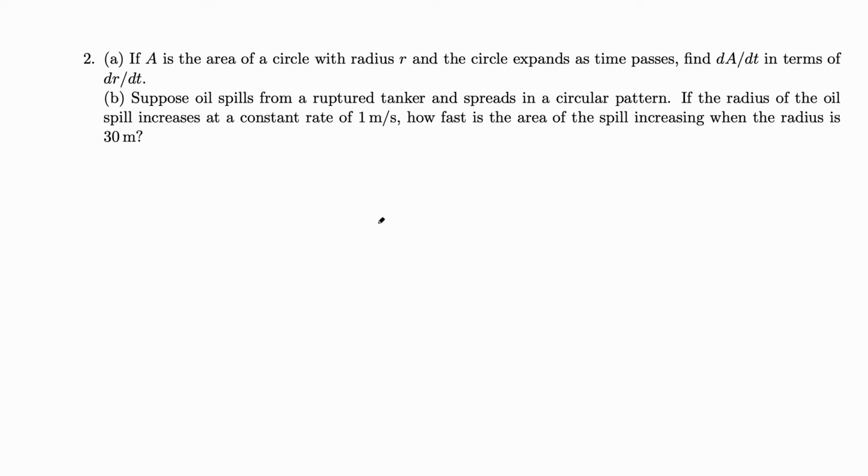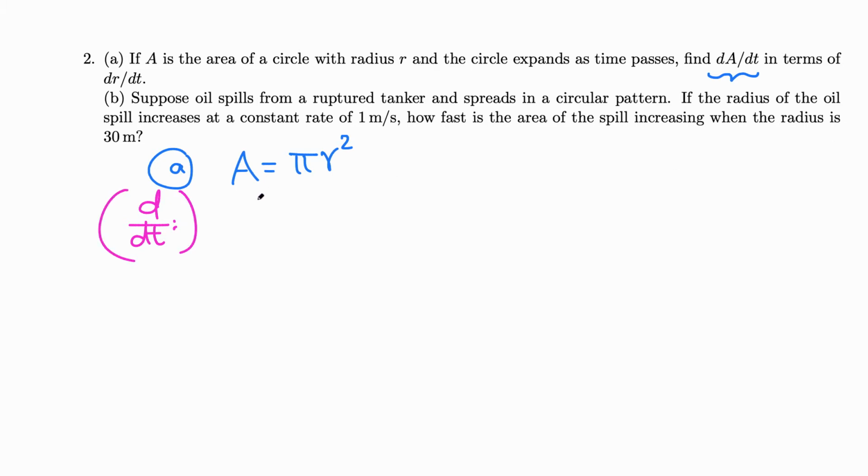And number 2, if A is the area of a circle with radius r, what is the formula? Area of a circle is pi r squared, and the circle expands as time passes. Find dA over dt, that's the rate of change of area, in terms of dr over dt and r. So basically we are asked to differentiate both sides with respect to time t. So just take the derivative of both sides with respect to t.